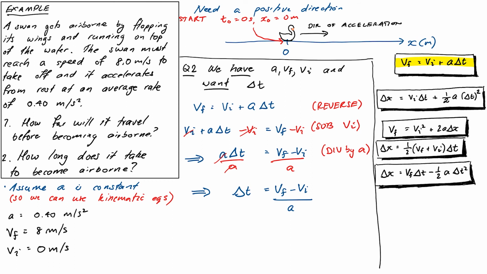Make sure you divide the whole fraction by a, not just the vi piece or the vf piece. So now we're at the point where we can put our numbers in again. So I'll get 8.0 minus 0 on top, divided by 0.40, which gives me 20 seconds for our Swan to get airborne.